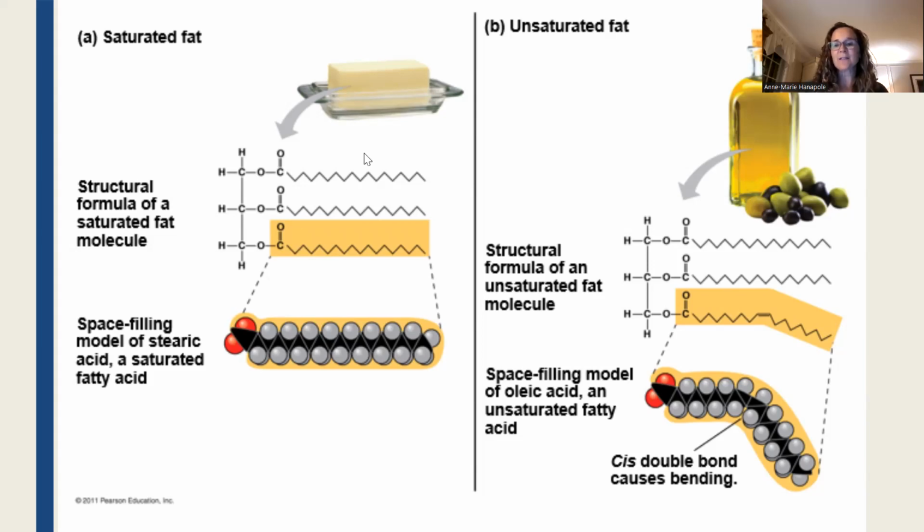If you look at the unsaturated fat over here, because that double bond is in there, it actually puts a kink in that line, in that chain. And because there's a kink in that chain, it makes those molecules unable to get really close together. So there's more space between those molecules, and because there's more space, they are able to move around a little bit better. And so they are liquid at room temperature.